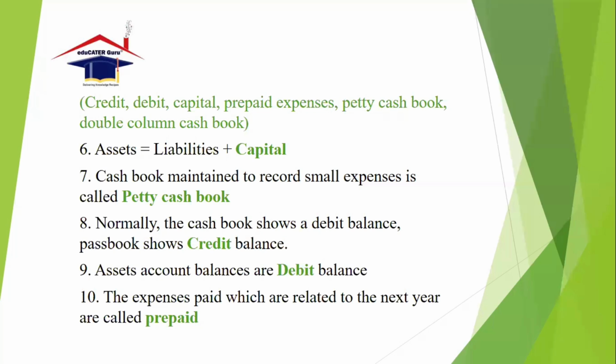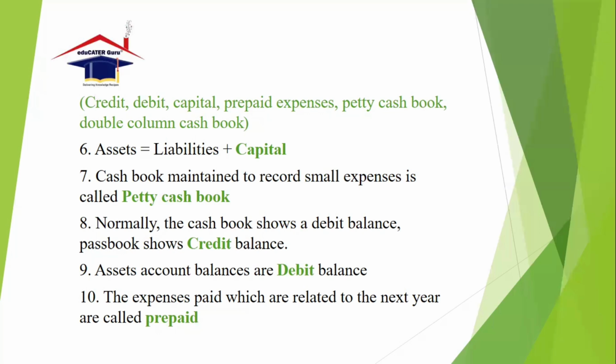Next, cash book maintained to record small expenses is called petty cash book. Many of the companies maintain a separate petty cash book to record their small business expenses like postage, newspaper expenses, travel, stationery, etc. And the balance at the end of each day or each month of petty cash book is then transferred to the cash ledger. So the answer is petty cash book.